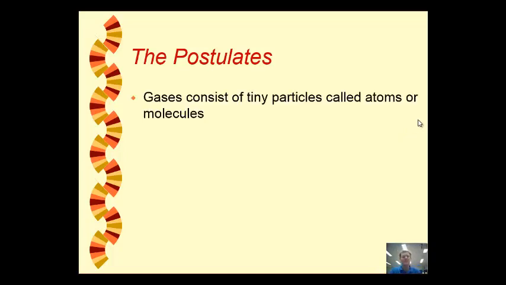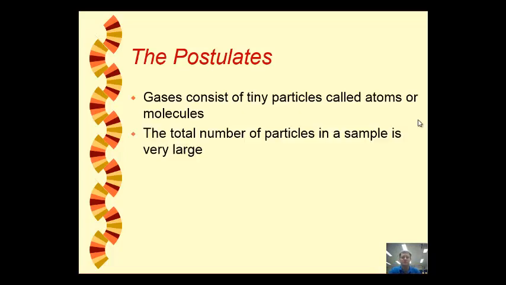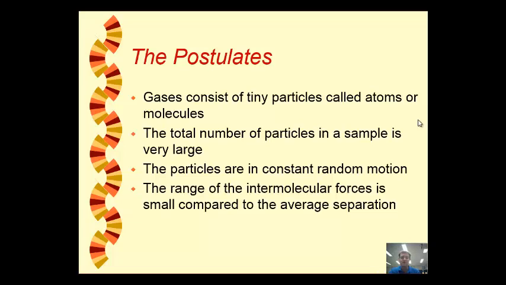Gas consists of tiny particles called atoms or molecules. That's fair enough. The total number of particles in the sample is very large. So we've got large number mathematics; it only really works at large numbers. The particles are in constant random motion. The range of the intermolecular force is small compared to the average separation. Okay, so these intermolecular forces become fairly irrelevant.